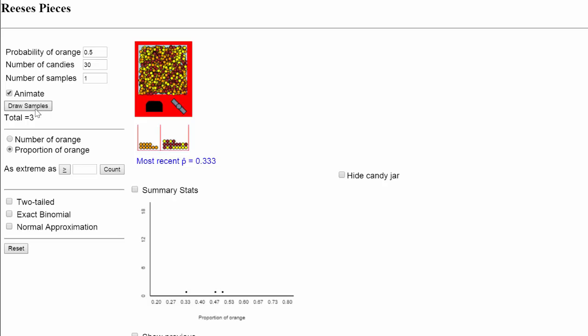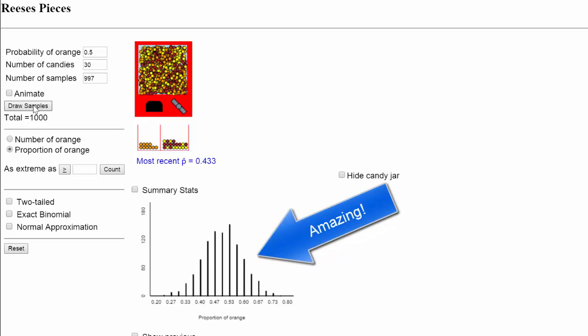Now I'm going to unselect Animate. And let's do this several times. I want to have a total of 1,000 different samples here. So I'm going to put 997. We've already taken 3. So to get to 1,000, we'll do that. And click Draw Samples. The dot plot shows the result. Isn't that amazing? How would you describe this shape?